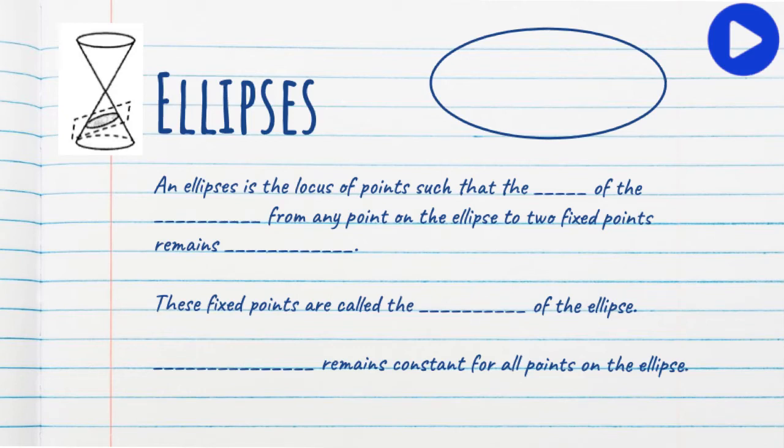Ellipses. An ellipse is the locus of points such that the sum of the distances from any point on the ellipse to two fixed points remains constant. These fixed points are called the foci of the ellipse. D sub 1 plus D sub 2 remains constant for all points on the ellipse.